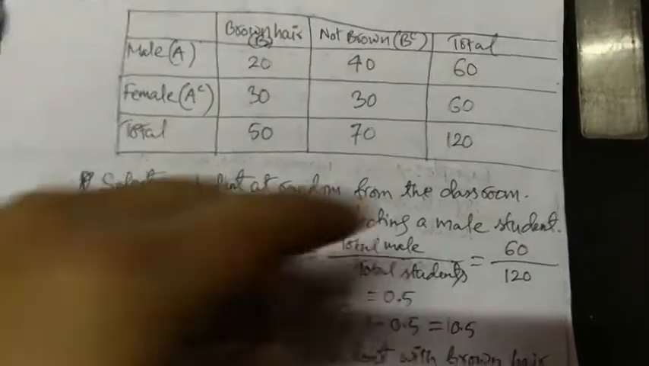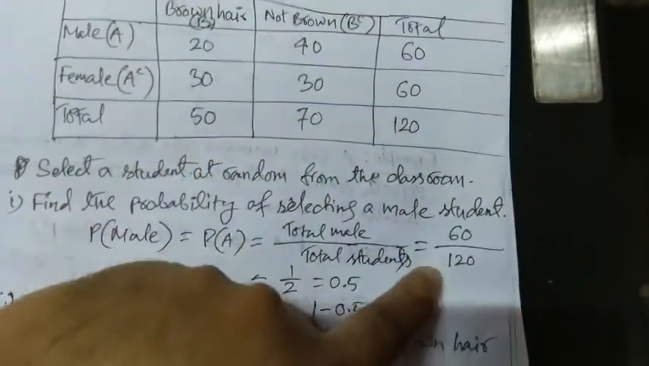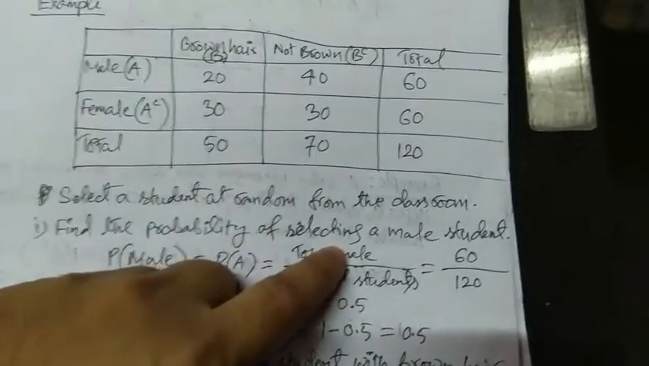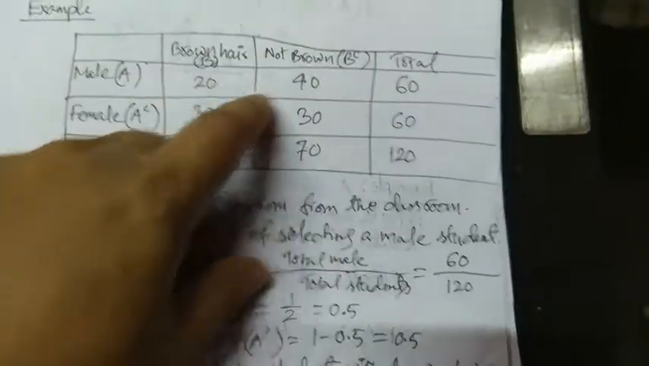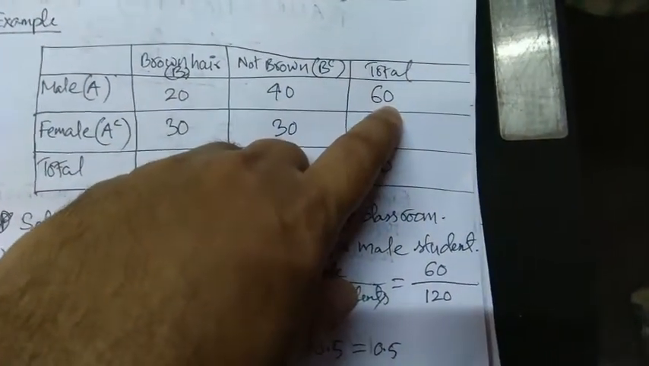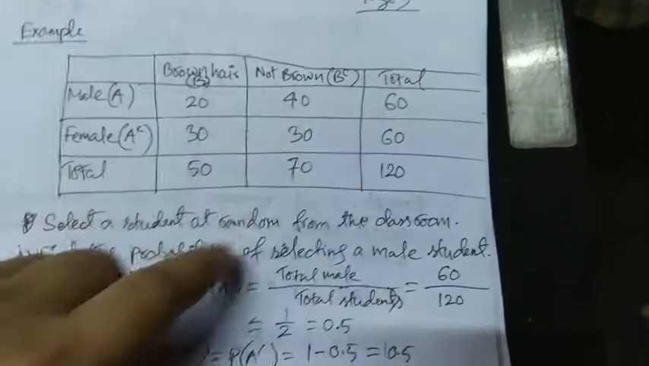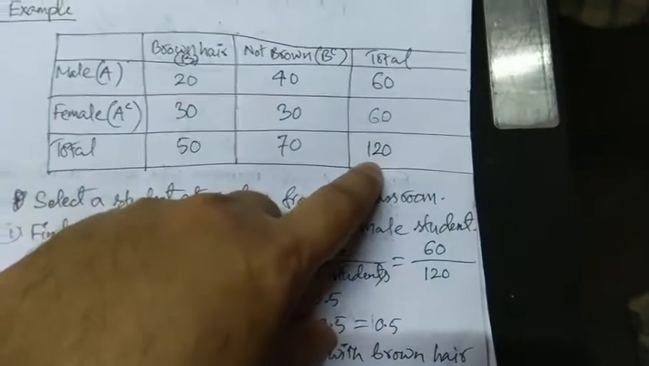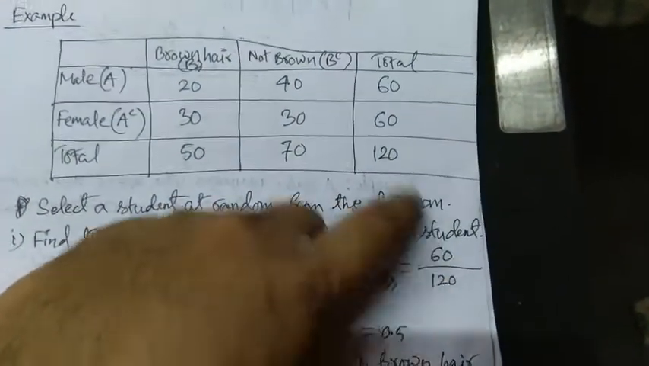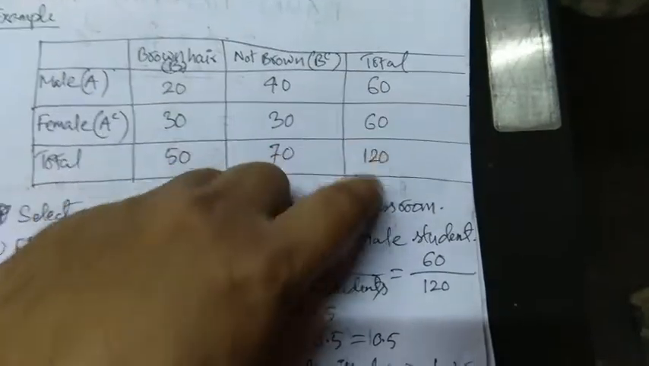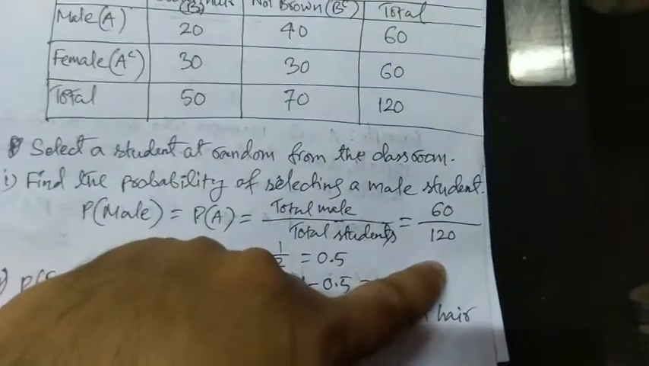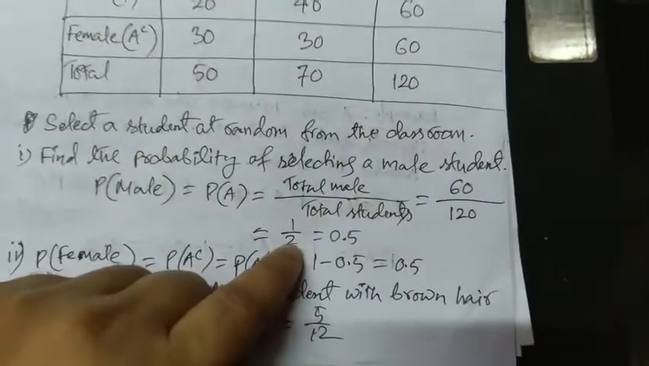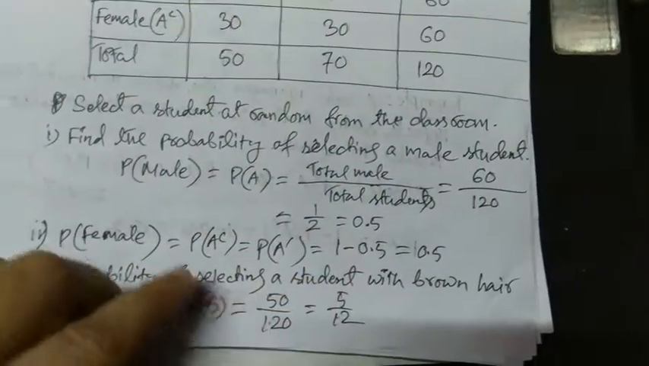So as you can see, the total student is 120. Always total student will be in the denominator, and here we want to find out the probability of a male student. So we have total male student is 60. So male student will be on the numerator. So total male student is 60 and total student is 120. So that means we have 60 male student out of 120. So probability that the student will be a male is 60 divided by 120. So this is half, that means 0.5.